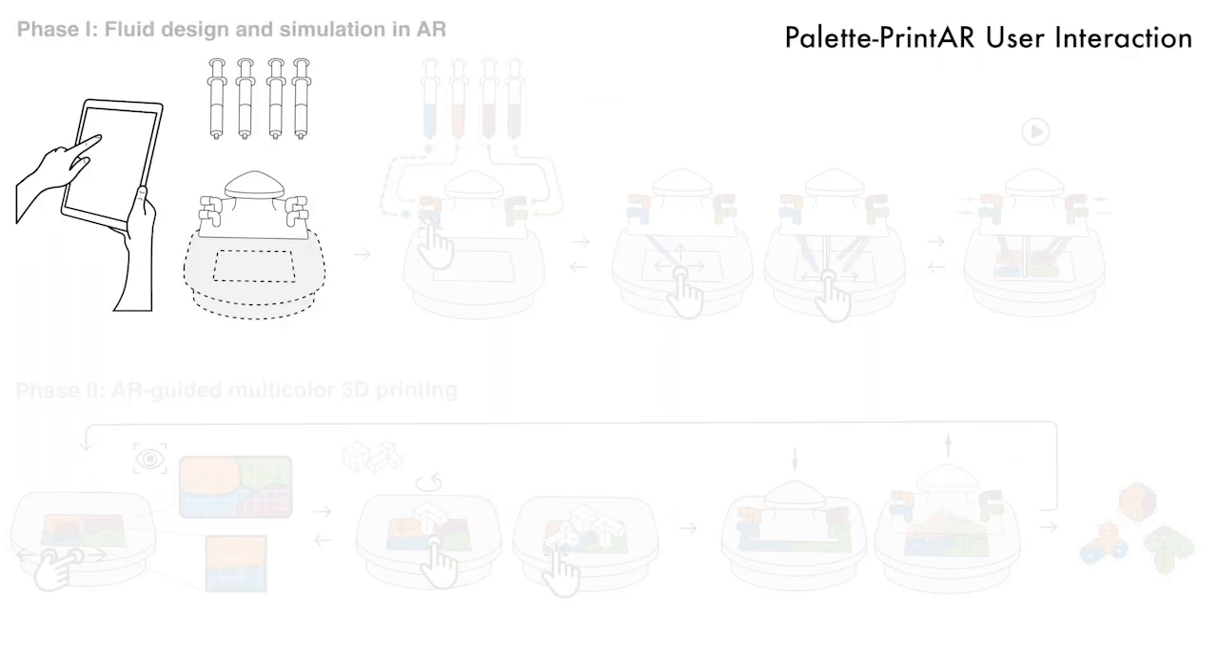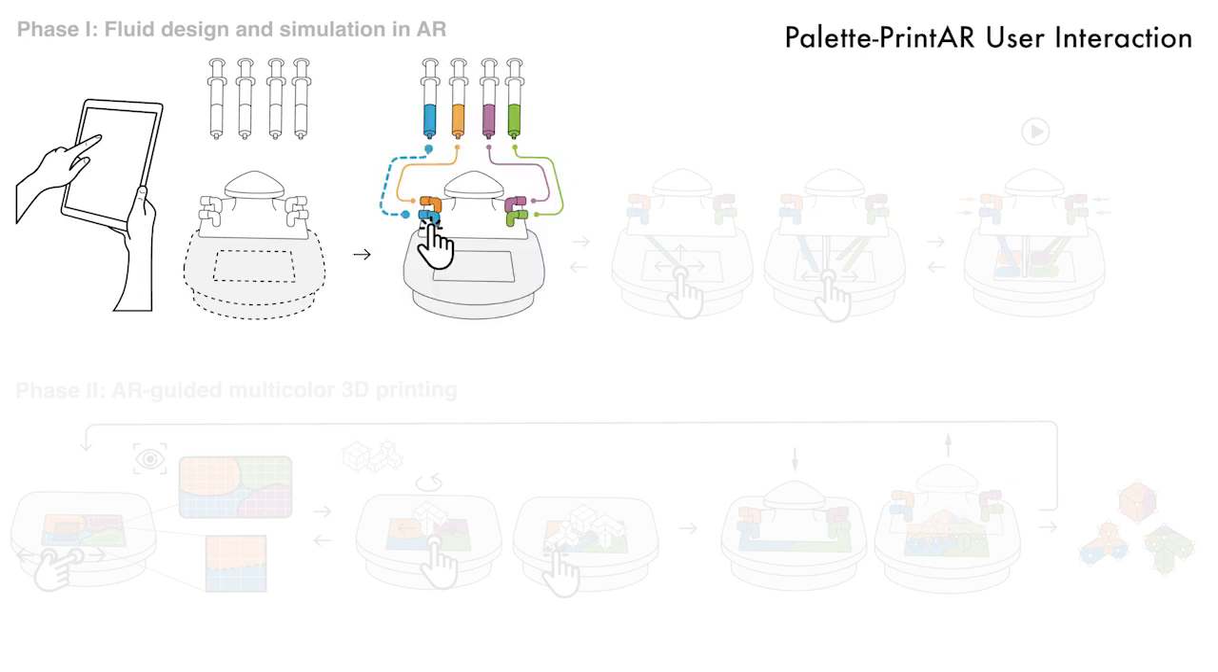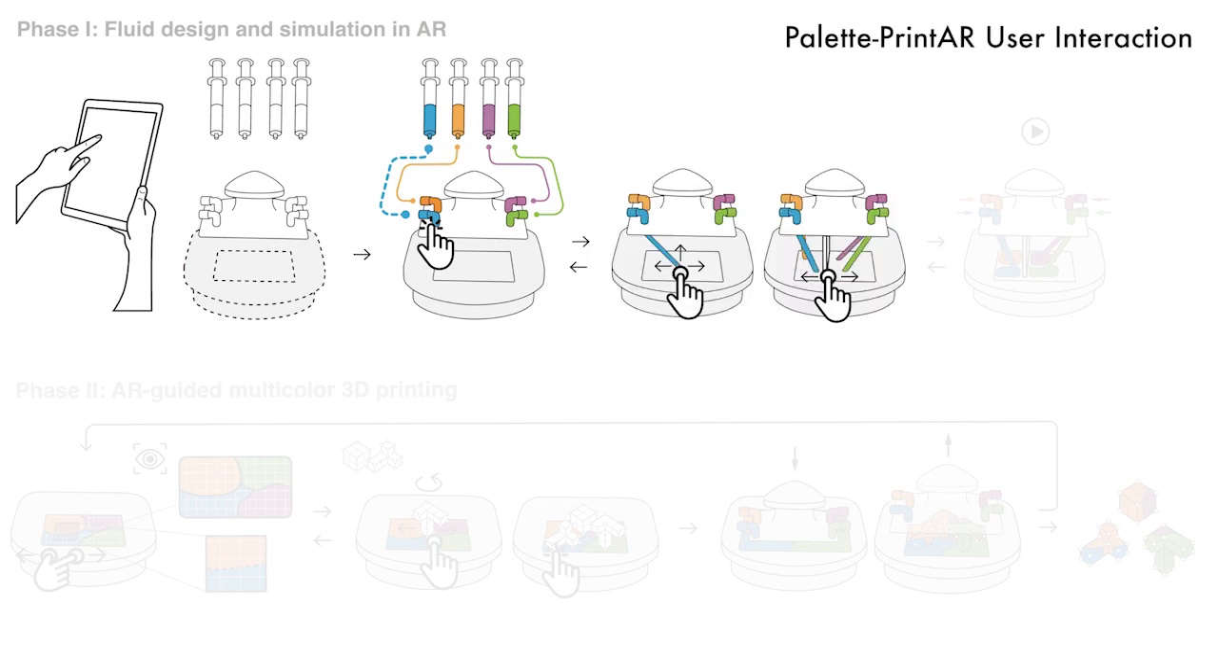Users engage with our interactive fabrication workflow in two phases. In phase 1, after initiating tracking of the real-world printer, as indicated in gray, the user assigns material colors to each of the 4 injection ports on the modified build platform. They can then model fluidic networks, including injection sources along with barriers, to guide fluid flow, which they can simulate in real time in the AR session, adjusting their design accordingly.